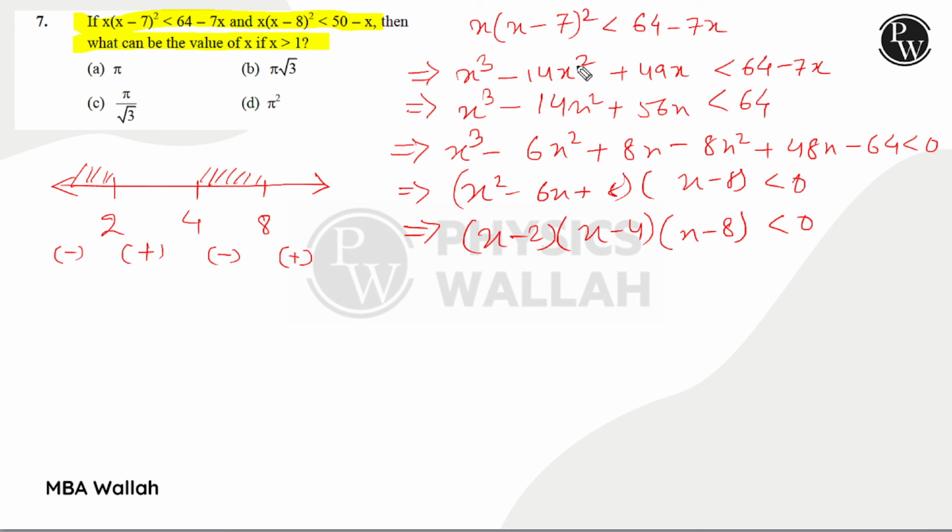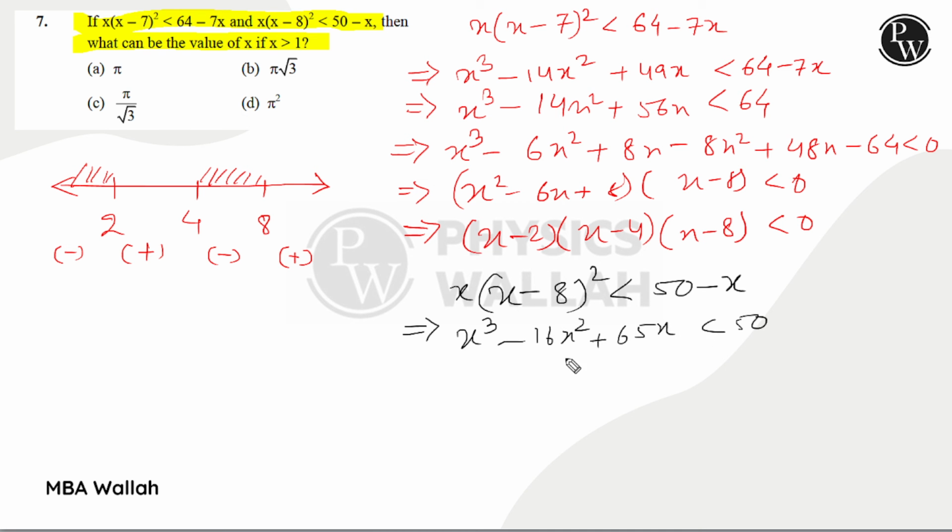We will have to do a similar exercise for the next expression, so let's try and do that as well. I'll write it in a different color so that I have a better grasp. So this is (x minus 8) the whole square multiplied by x less than 50 minus x. Now there are many ways you can expand the cubic and then use synthetic division. I'll use a different approach on this question. So this is going to be x cube, I'm just opening everything up, minus 16x square plus 65x, that is less than 50.